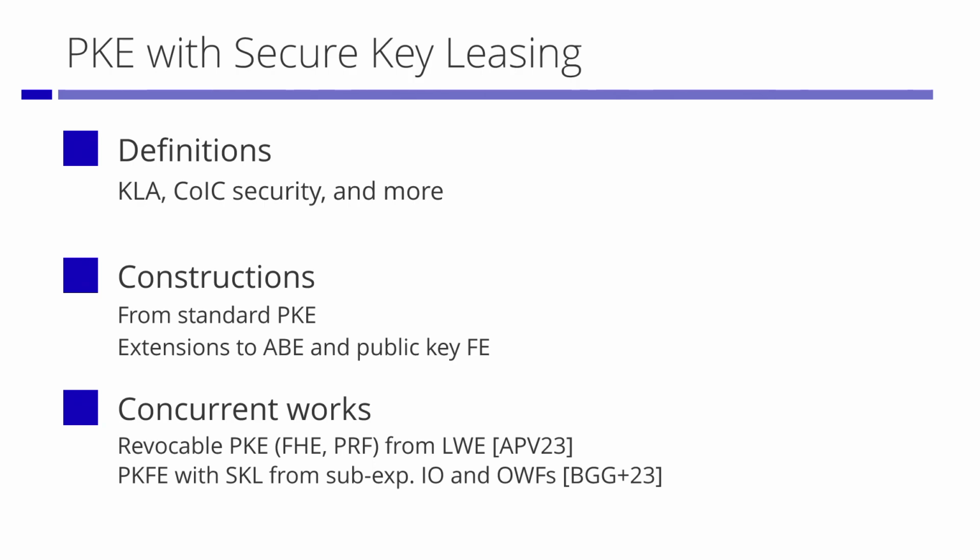There are a few concurrent works. Anand et al. introduced the notion of revocable PKE, which is almost the same as public key encryption with secure key leasing. They achieved this notion from the LWE assumption. But we use a more general notion, from standard PKE. And Basek et al. achieved public key functional encryption with secure key leasing, but from indistinguishability obfuscation and one function.